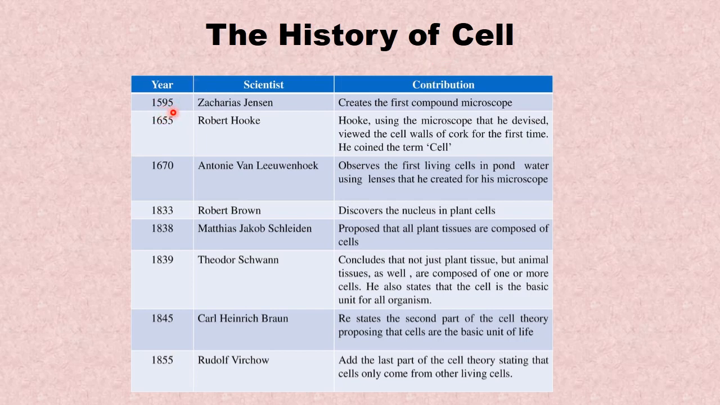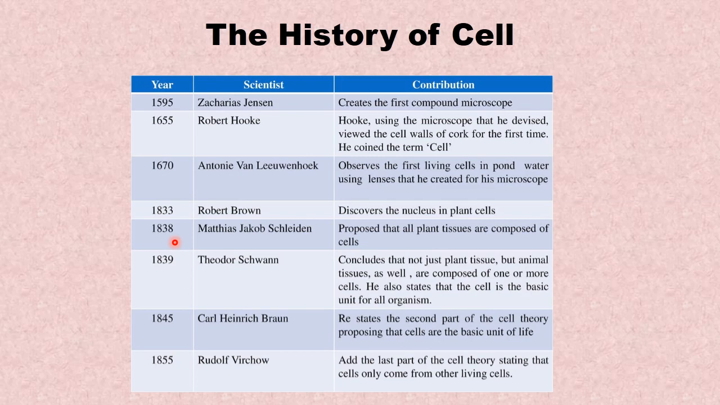First off, in 1595, Zacharias Janssen created the compound microscope, and by 1655, Robert Hooke was able to identify and coin the term cell when he looked through the microscope, viewing the walls of a cork for the first time. In 1670, we have Anton van Leeuwenhoek, who observed the first living cell in pond water using lenses that he created from his microscope. In 1833, Robert Brown discovered the nucleus in plant cells.